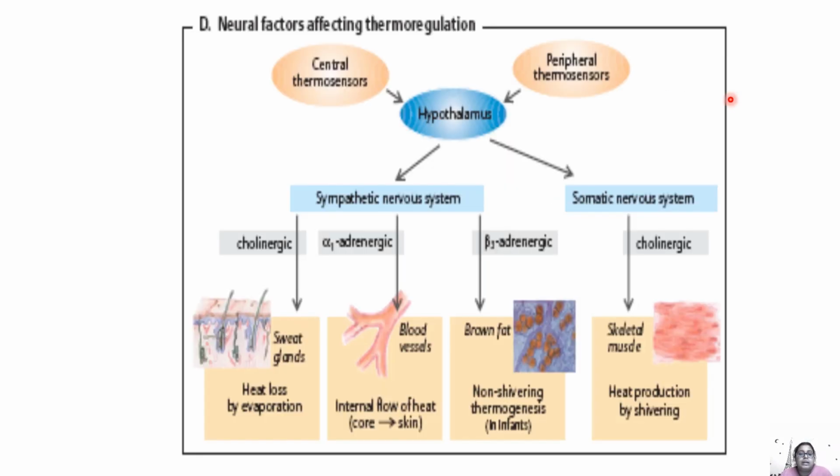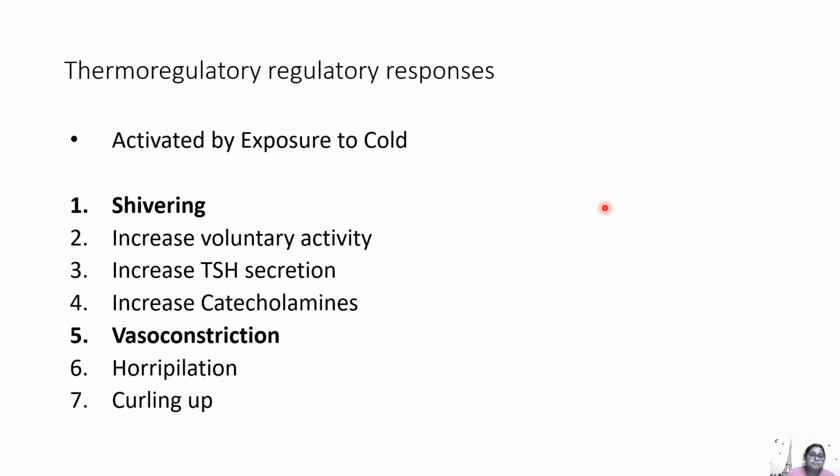So what are the neural factors affecting thermoregulation? There are central thermosensors and peripheral thermosensors, and accordingly the hypothalamus will send out information to the sympathetic and the somatic nervous system. Heat production by shivering, non-shivering thermogenesis in infants, brown fat, blood vessels controlling internal flow of heat to the skin, sweat glands, heat loss by evaporation. All of these signals are sent by the hypothalamus.